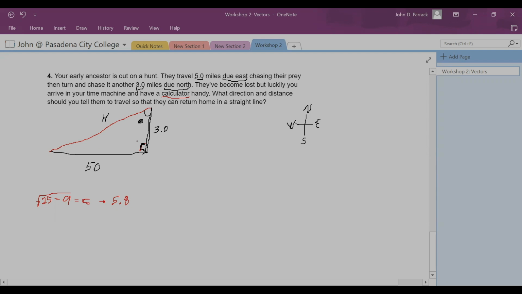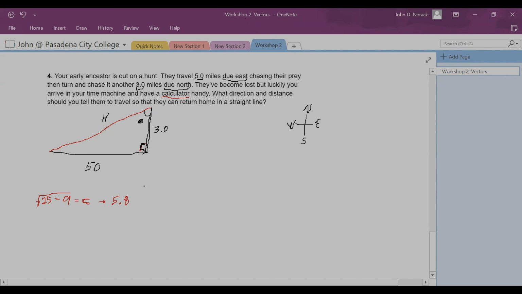Nice. But what is this angle? This is very important because if we don't tell them the right direction, they will definitely not make it home with their dinner. That would be tragic. And I guess maybe we wouldn't be here since this is our ancestor. So we need to get them home safe. What is this angle going to be? You guys think about it and you tell me.